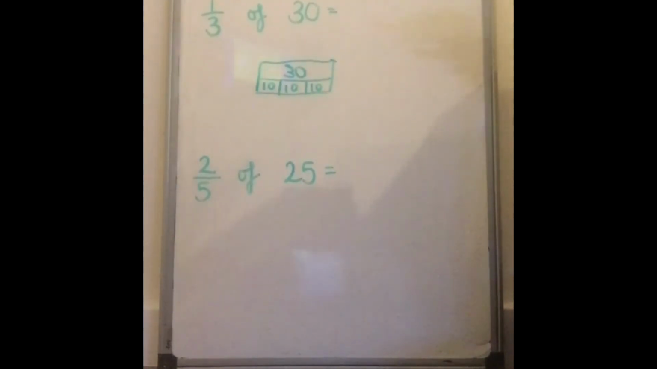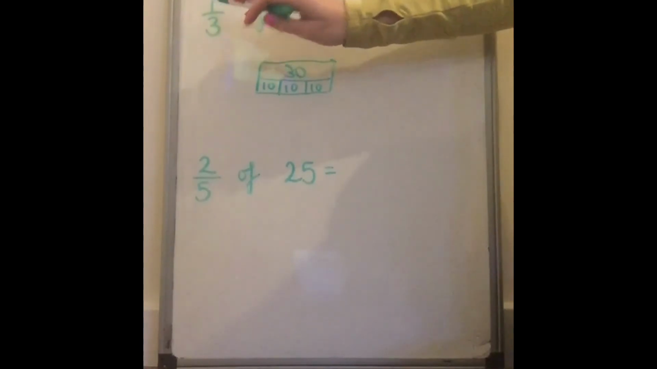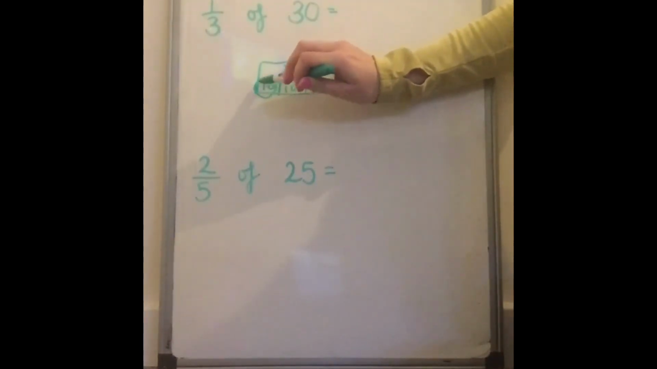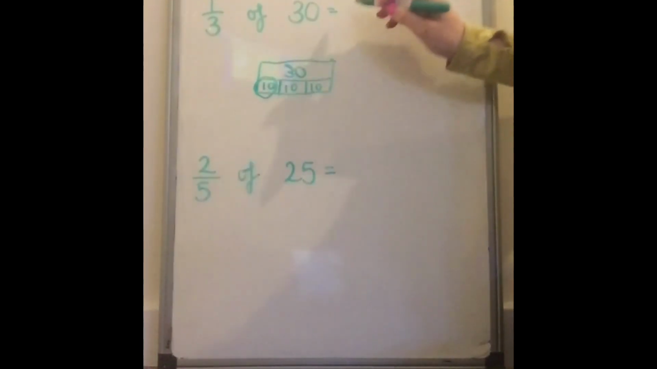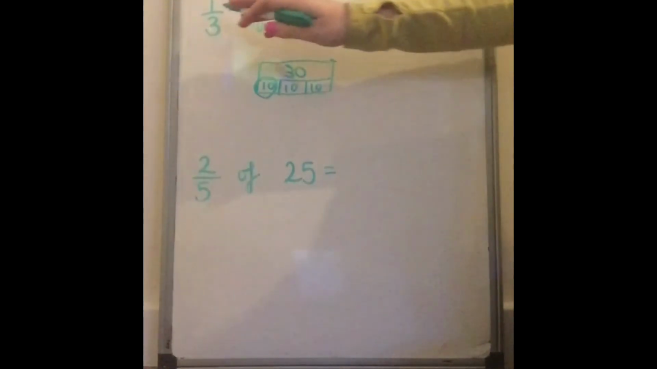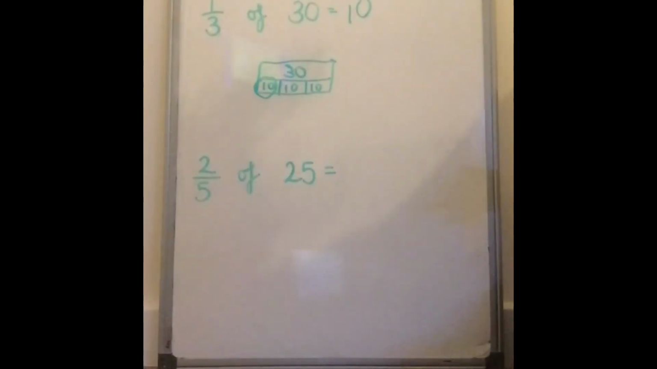Right, now we need to look at the numerator. The numerator tells us how many thirds we need to look at. Is it 1/3, 2/3 or 3/3? In this case it's 1. So I just need to circle 1. And that is 10. So my answer is 10. 1/3 of 30 is 10.